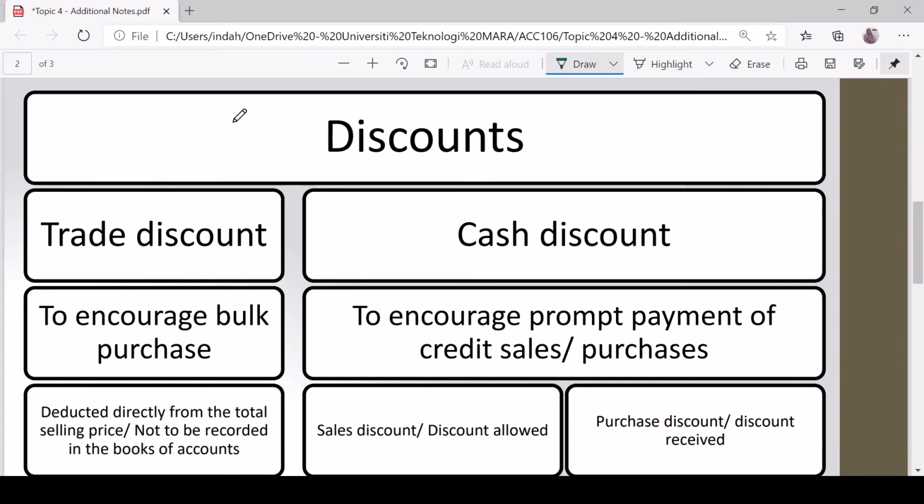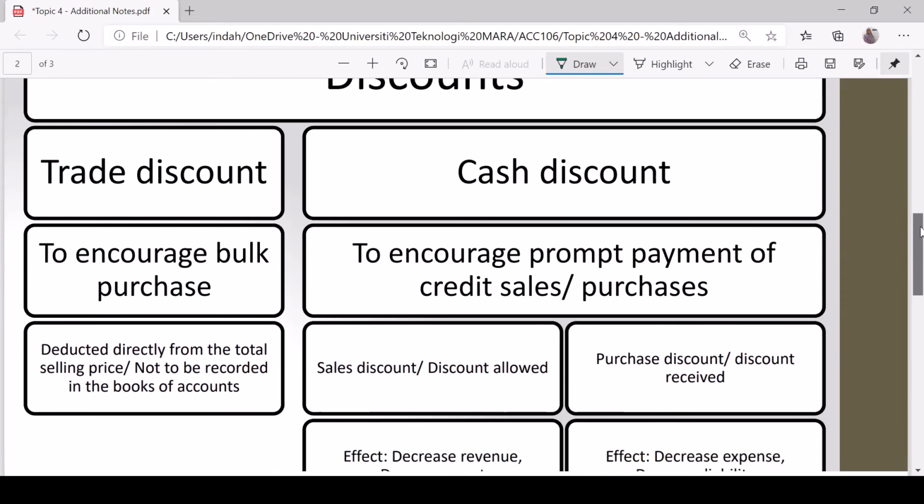Let's say for example, if you purchase one pen, it costs you 1 ringgit. But if you purchase 10 pens, it costs you 9 ringgit, meaning that there is a trade discount of 1 ringgit if I were to purchase 10 pens. Or per pen, I receive a discount of 10 cents. So trade discount is given to encourage bulk purchase.